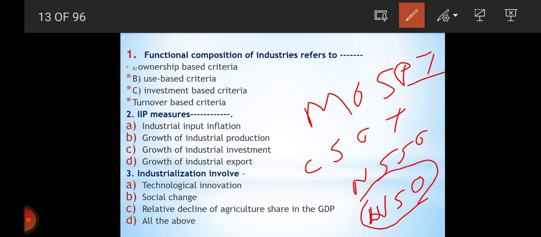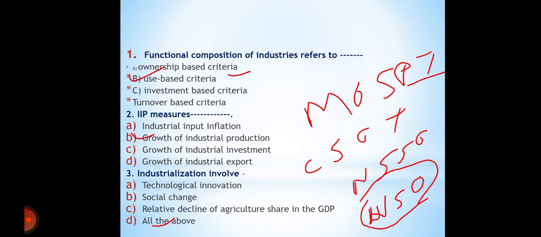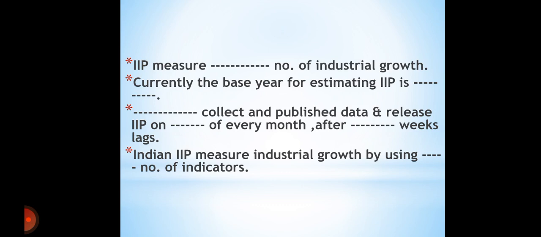So first question is, functional composition of industry refers to dash. Second question is, so the answer will be what? Use based criteria. The answer is B. Then IIP measure what? IIP measure growth of industrial production. Next, industrialization means what? Technological innovation, social innovation, and relative decline of agriculture share in the GDP. That is all about. What is the meaning of industrialization? Industrialization means when economy shift their focus from agriculture to industry.